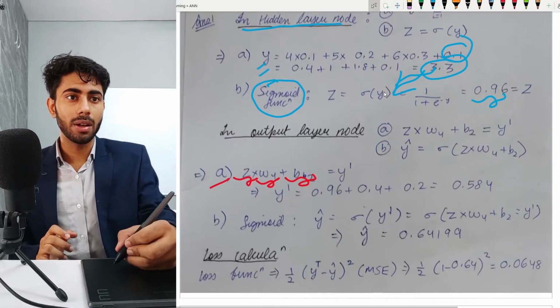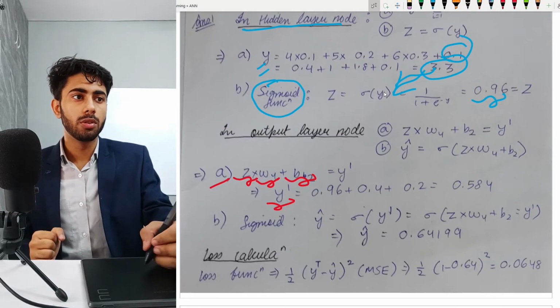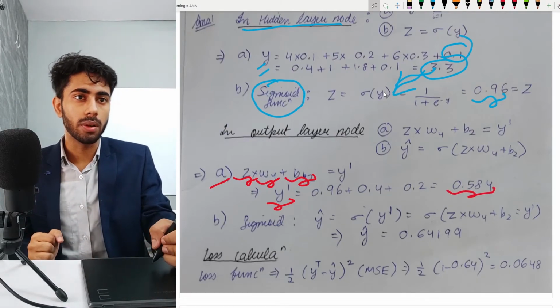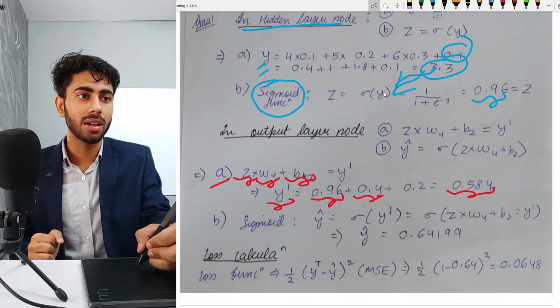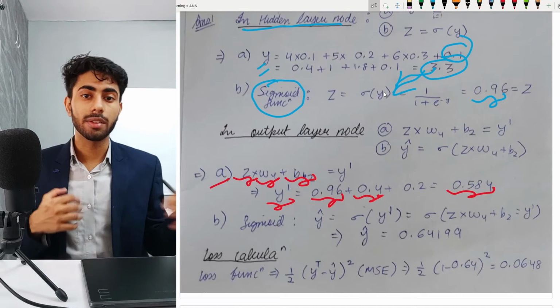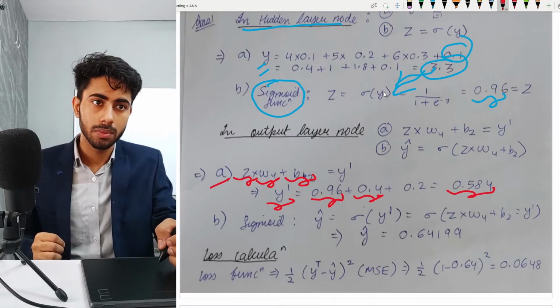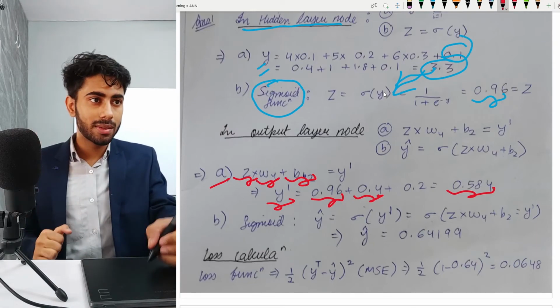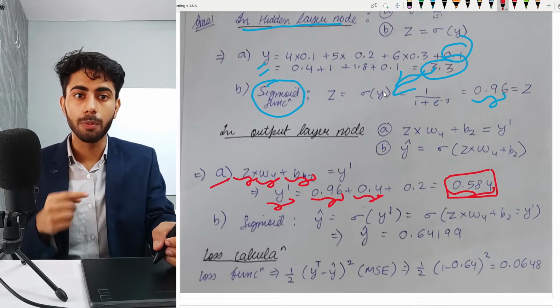I will get the value of y dash, the output of this particular neuron, to be 0.584. My input 0.96 gets multiplied by the weight 0.4, and I add a bias term 0.2, which is pre-decided. You can see the question. So I will get an output of 0.584. This answer is the result of step 1, pre-activation.